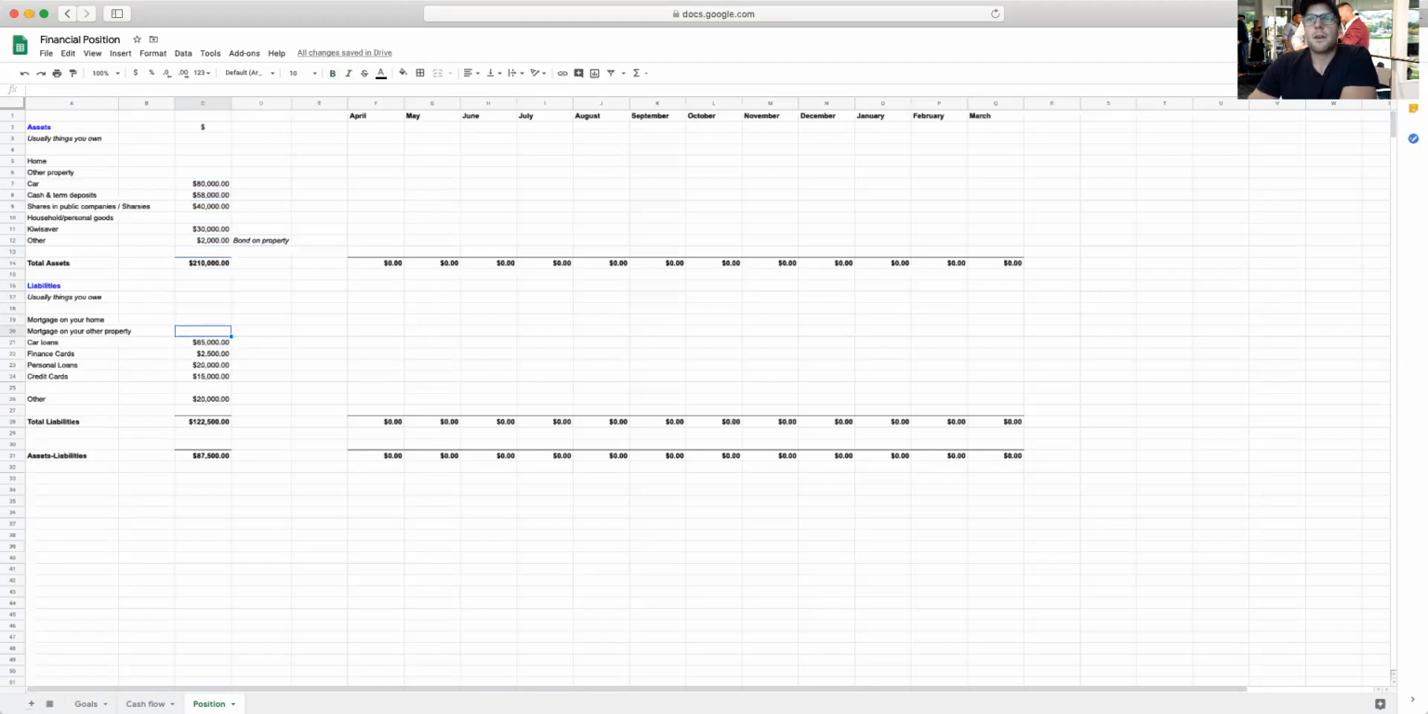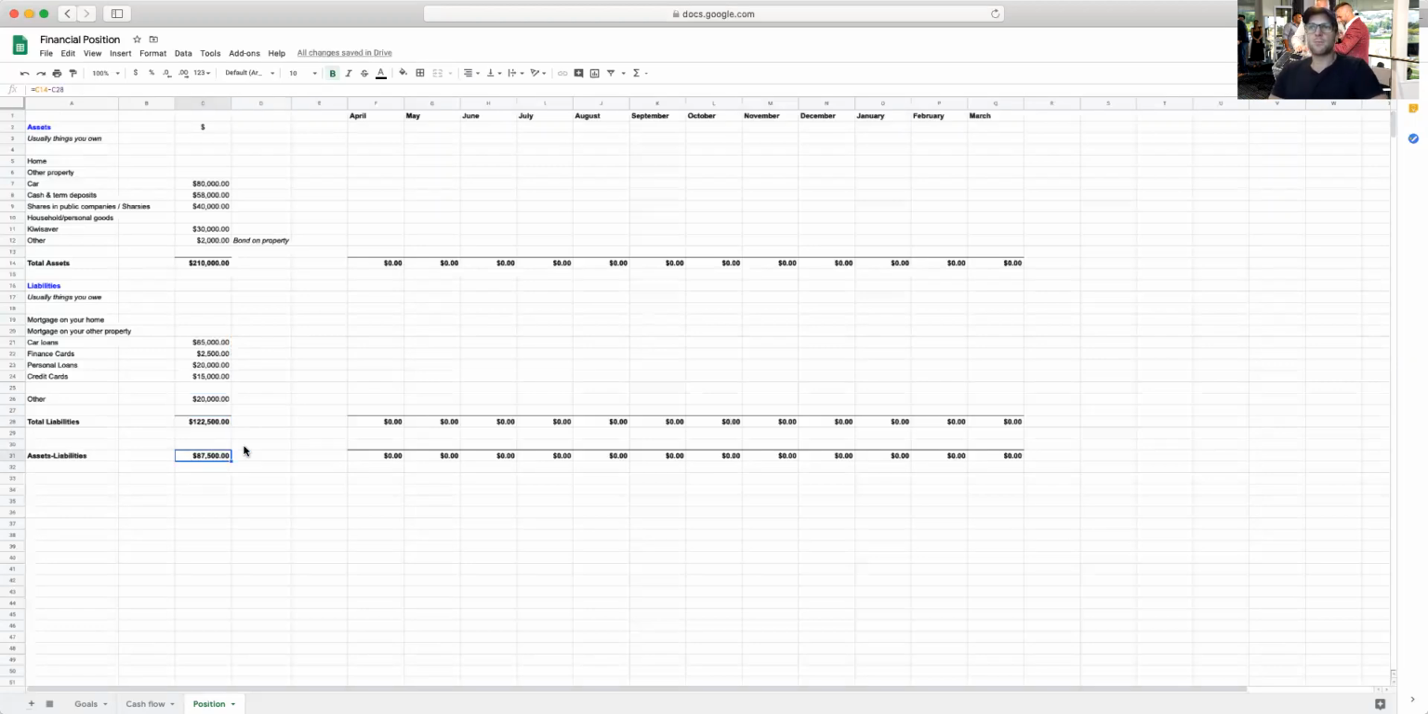So then we go down here, this isn't going to apply, they don't have a mortgage on a home or any other property, but they do have a car loan of $65,000, finance cards of $2,500, personal loans of 20 grand, and credit cards of 15,000, plus other of 20 grand. So you might want to write down what that is if that was you. But basically that will give you a total of those liabilities. And this will then tell you what your assets minus your liabilities are.